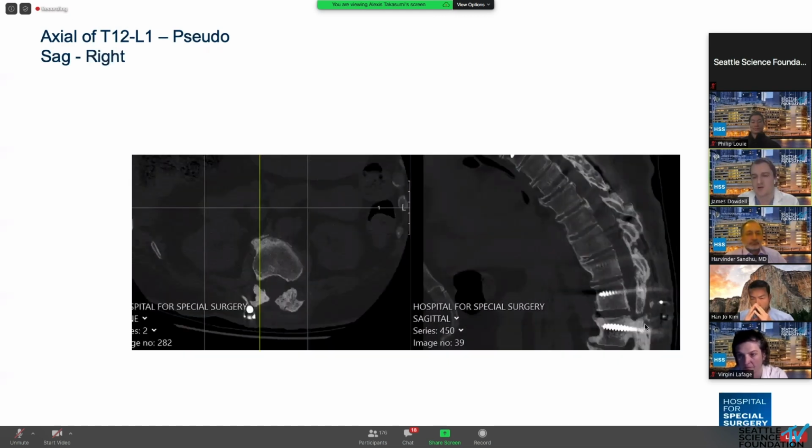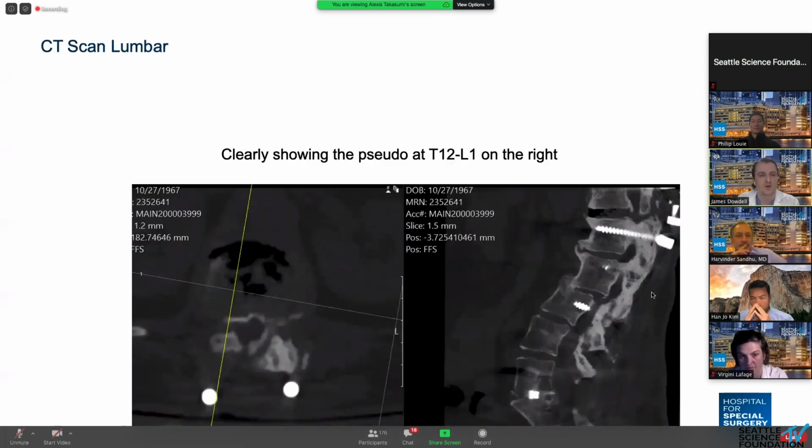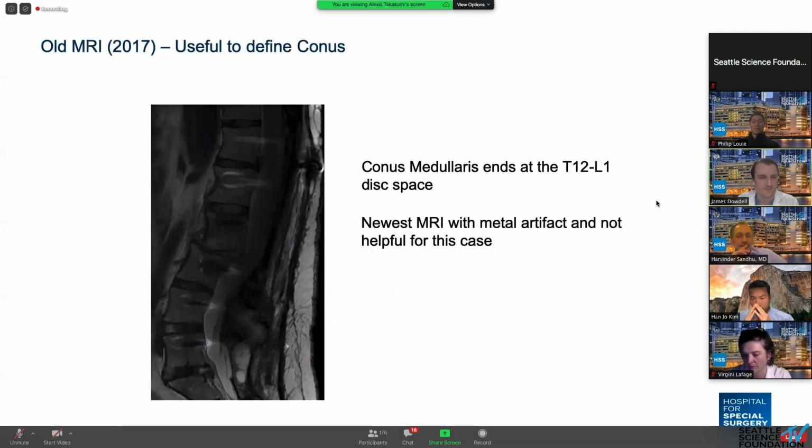On the right side, she's got a pseudo as well. The purpose of this slide is to show at that same level she's got a laminectomy defect. That's from her prior schwannoma resection. And this is just a lumbar film showing that the pseudo is not throughout the lumbar spine, but it's at the adjacent level, T12, L1.